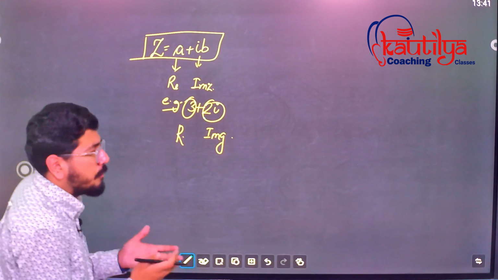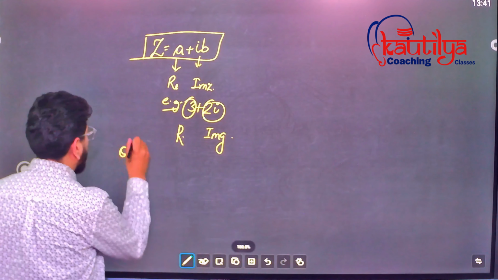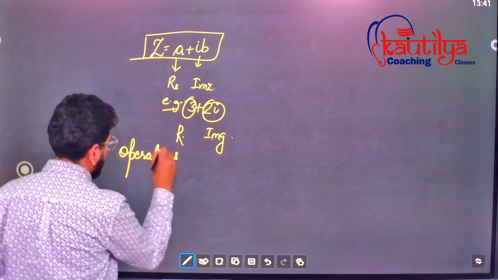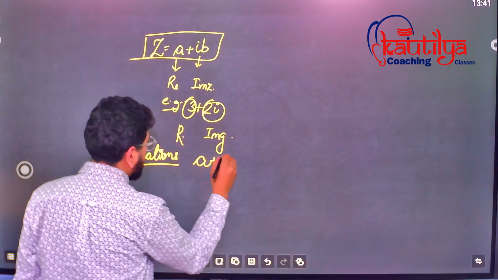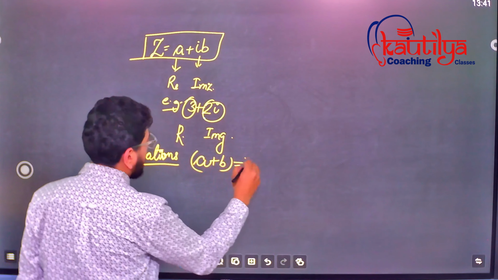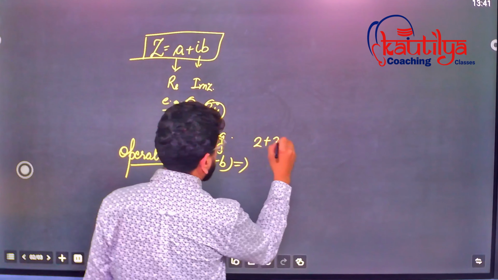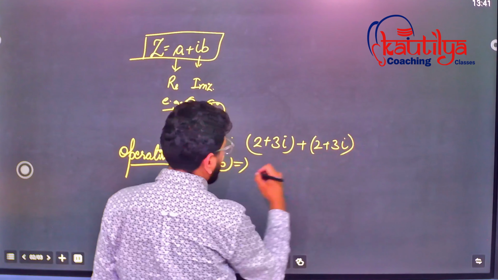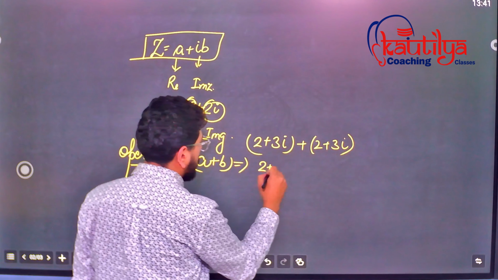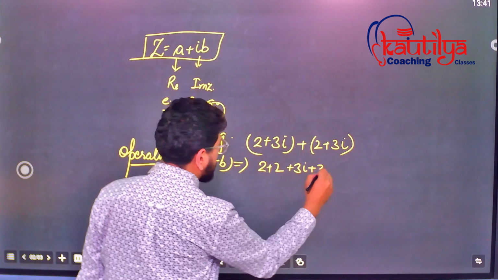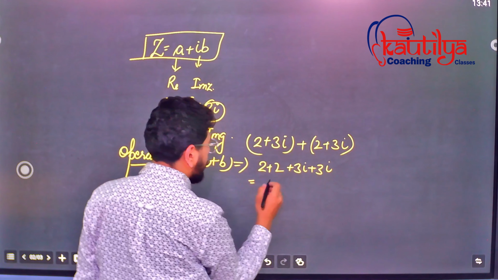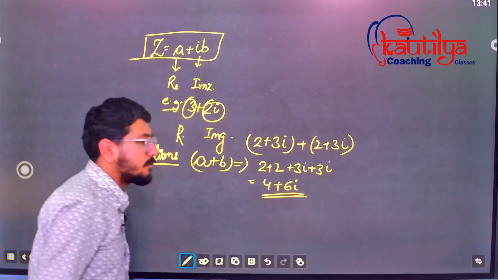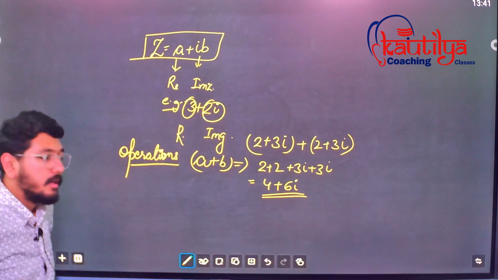Now there are a few operations. If we are talking about the operations, addition is a plus b. If you are talking about the example 2 plus 3 iota plus 2 plus 3 iota, what will be the answer? 2 plus 2, plus 3 iota plus 3 iota, your answer is 4 plus 6 iota, right? Similar case for subtraction.